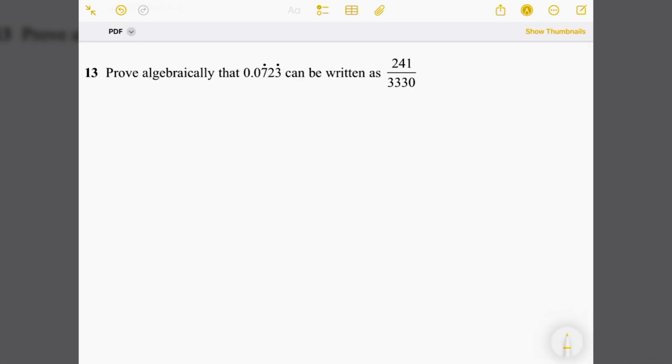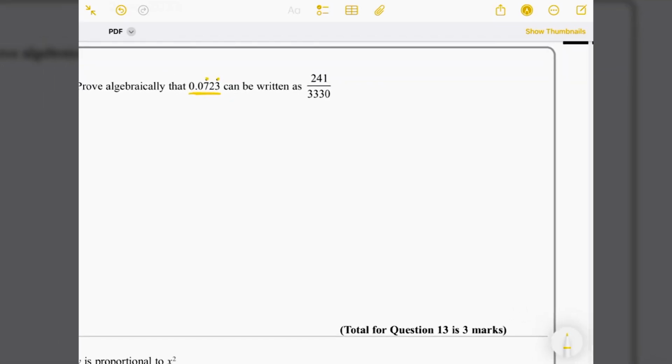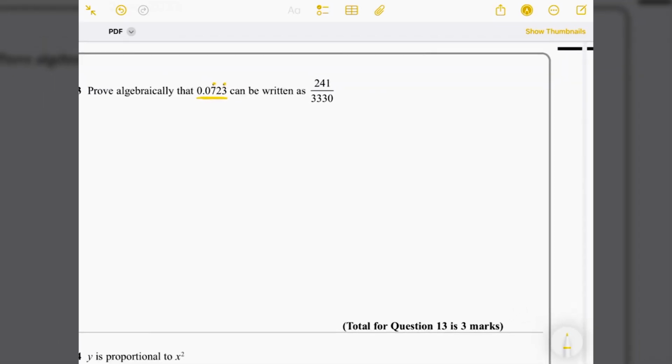Okay, now next one. Prove algebraically that 0.0723 can be written as that. These dots at the top mean that they're recurring. They go on forever and ever. Okay? Now, side note over here for your other recurring decimal questions. Here, if the dots are just on the 7 and the 3, this is 0.0, then 723, 723, 723. So this 0 is not recurring. This is the type that we're dealing with now. The top one is a little bit easier, but they're both actually not too difficult.